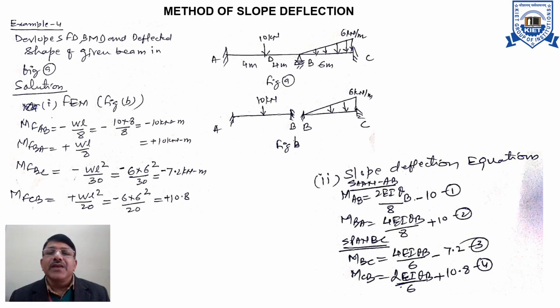So let's discuss one more problem. It states: develop the SFD, BMD and deflected shape of the given beam. Interesting, huh? It will be a little bit longer problem. It's a 2-span beam. The first span AB has a central point load. Span BC has a UVL with intensity 0 at B and 6 kN per meter at C.